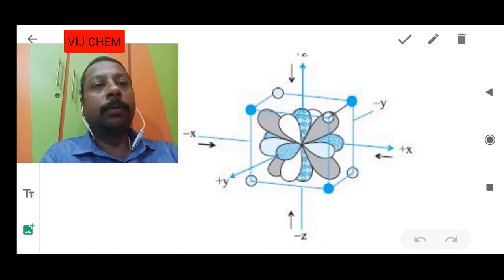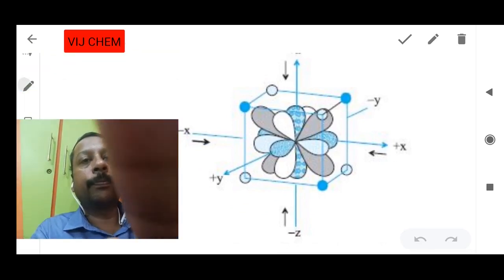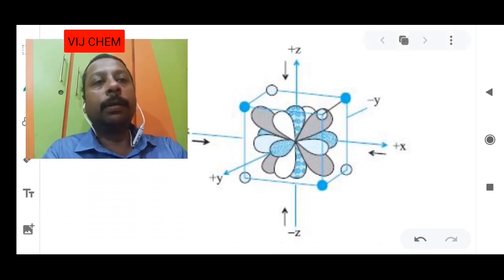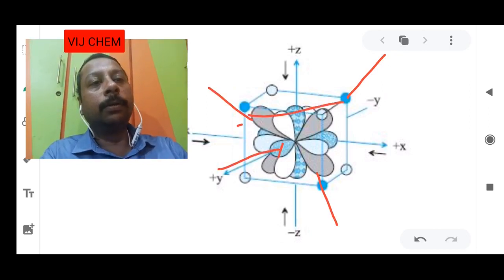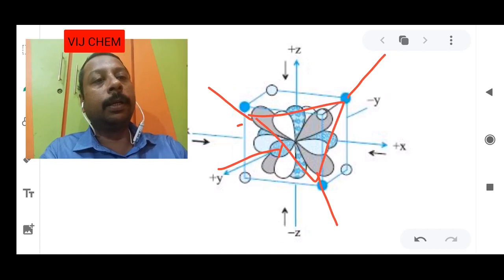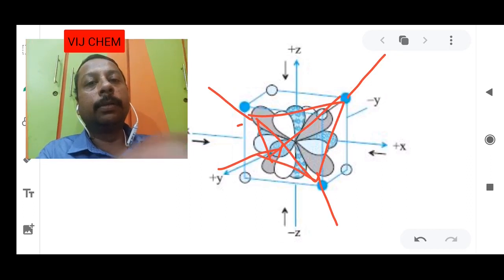Okay, so one ligand will be approaching from here. See here, this is one ligand, this is another ligand, this is the third ligand, and one more ligand will come from the back side. So this is the base of a tetrahedron, and this is how it appears. Okay, tetrahedral, how it appears, is it understood? Okay, so I am erasing.